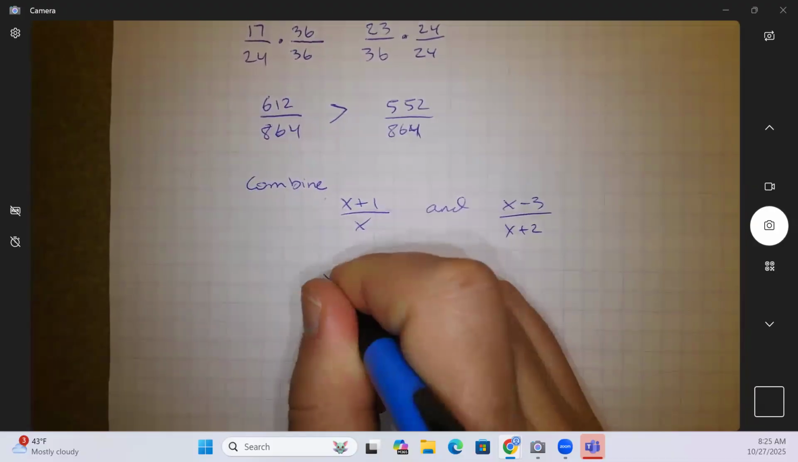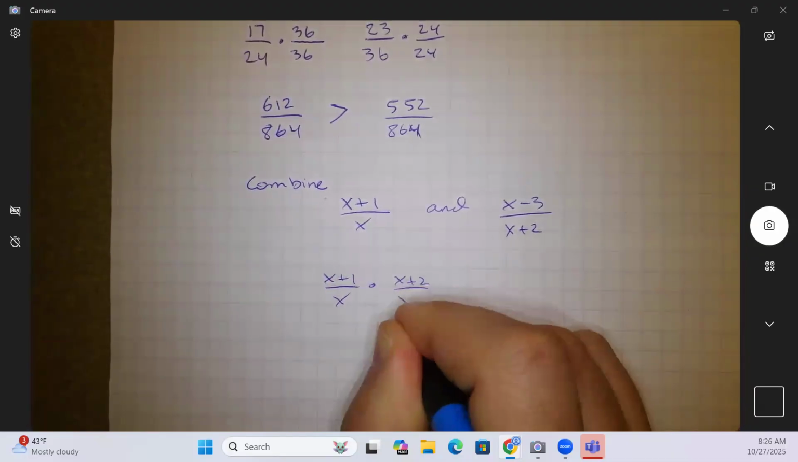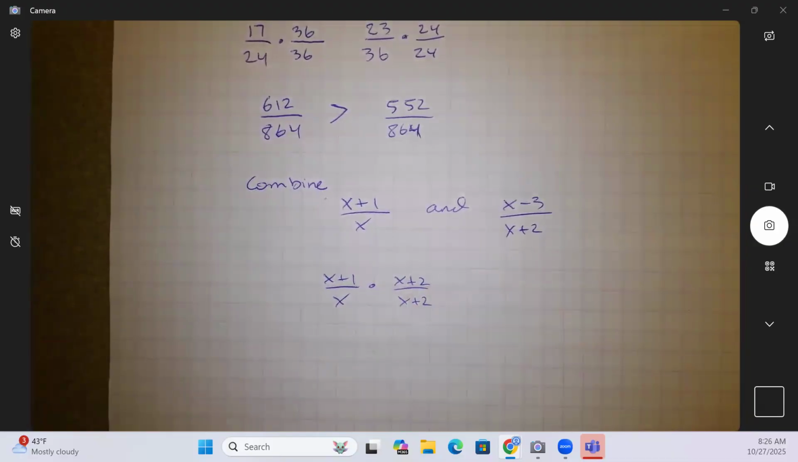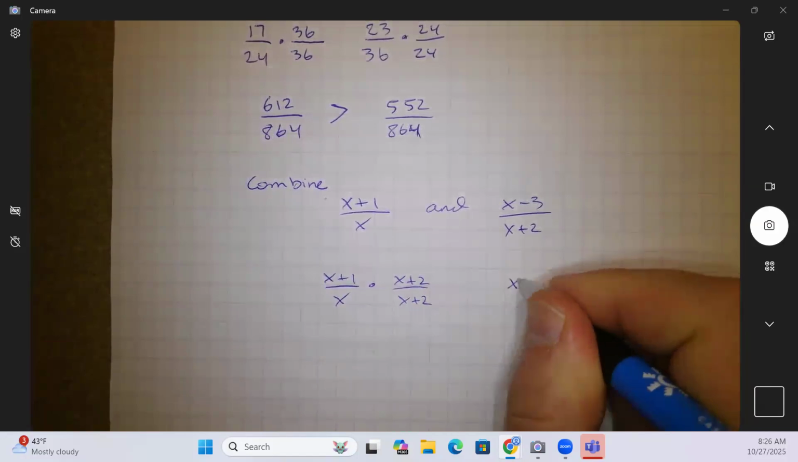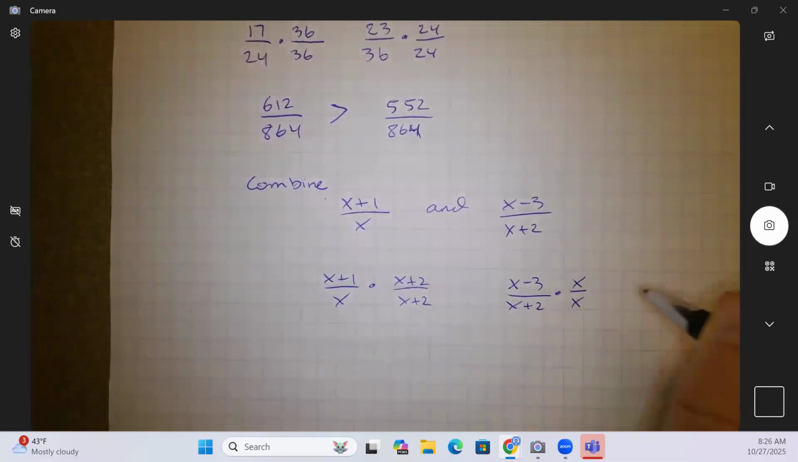So you would have to take your x plus 1 over x and multiply it by what is missing, which is the x plus 2 over the x plus 2. And then you have to do the x minus 3 over x plus 2 and multiply by what's missing, which is x over x. And now they're going to have the same denominators, and you can start working with them as fractions. So that's one reason we do this in the age of calculators: to start to build up these skills so that they also work for fractions.